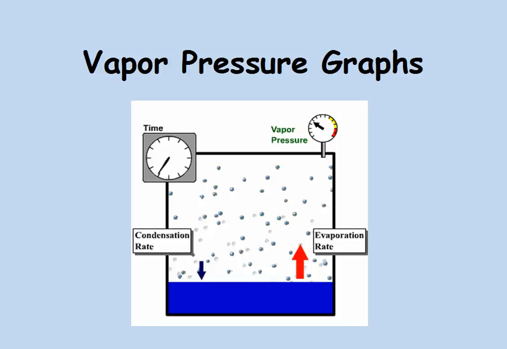This video is going to cover part 7 of our gas law notes. It's on vapor pressures and the graphs that are associated with them. Vapor pressure is basically the pressure of the gas molecules trying to escape a liquid and become a vapor.